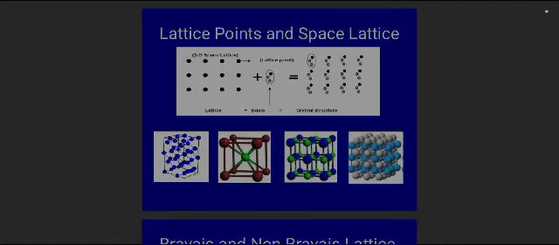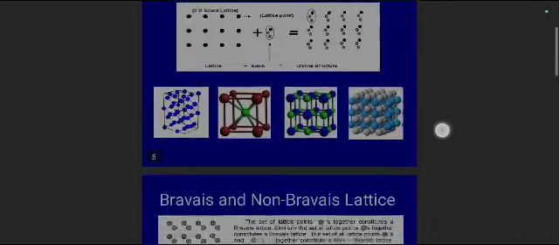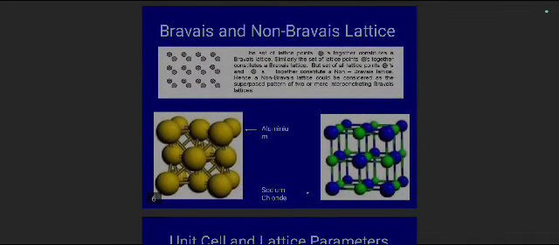These are the diagrams of lattice points and space lattice. Bravais and non-Bravais lattice. The set of lattice points S1 together constitutes a Bravais lattice. Similarly, the set of lattice points S2 together constitutes a Bravais lattice, but the set of all lattice points S1 and S2 together constitutes a non-Bravais lattice. Hence, a non-Bravais lattice could be considered as a superposed pattern of two or more interpenetrating Bravais lattices.